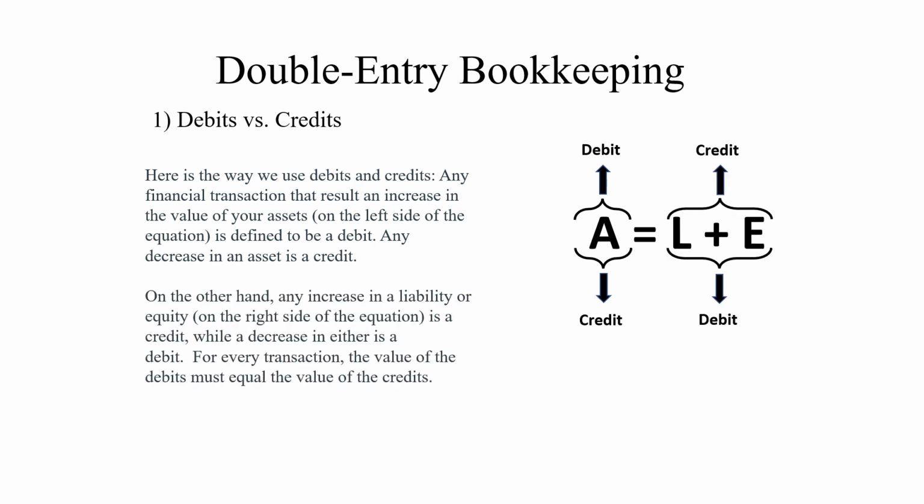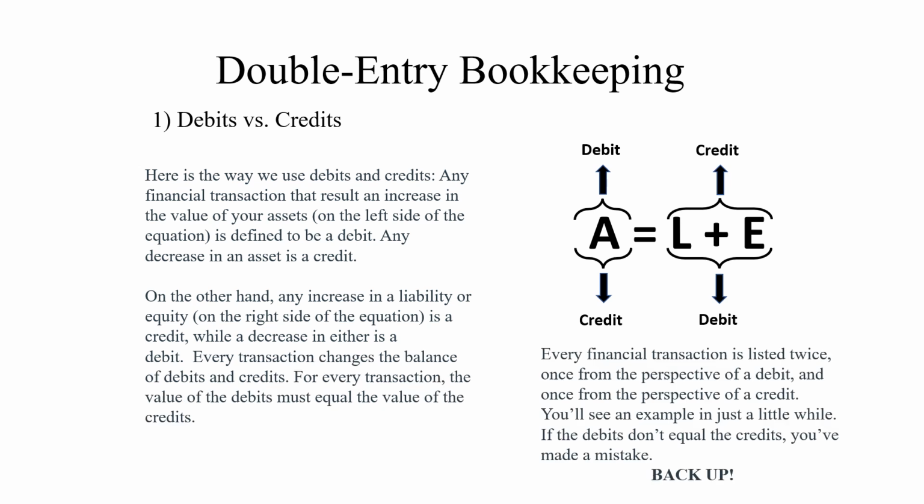On the other hand, any increase in a liability or equity on the right-hand side of the equation is a credit, while a decrease in either is considered a debit. For every transaction, the value of the debits must equal the value of the credits. Every financial transaction is listed twice. That's where the term double entry comes from. Once from the perspective of a debit and once from the perspective of a credit.